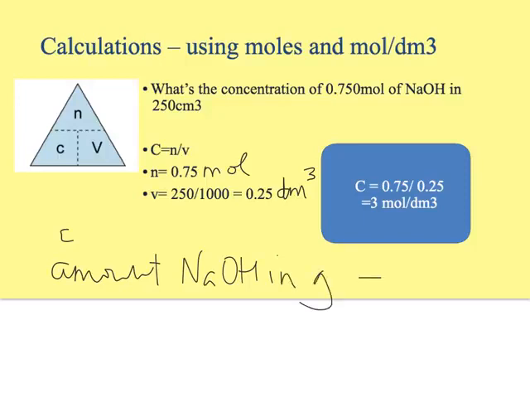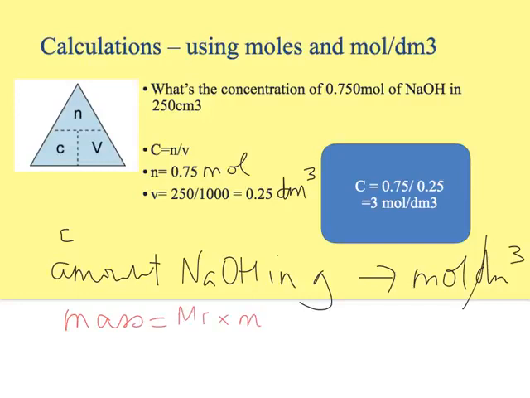But ask for the concentration in moles per decimetre cubed. That's actually relatively straightforward now based on what you know, because you know how to turn an amount in grams into an amount in moles. You have to use mass equals Mr times moles. So moles equals mass over Mr.